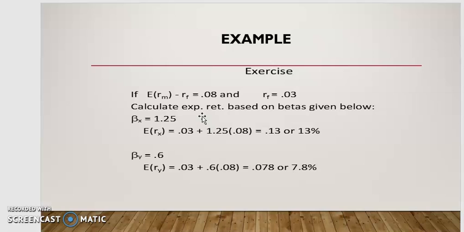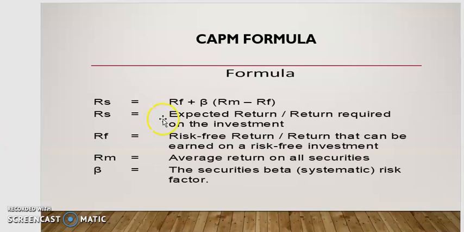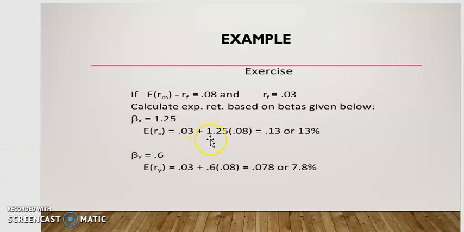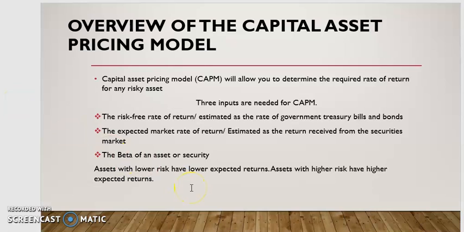So, going back to our formula, we can replace with the first equation there, RF plus beta times (RM minus RF). If we replace, for the first one we get 13%, and if the beta is lesser, we get 7.8%. It therefore goes in line with the assumption of the CAPM that assets with a lower risk, which is equivalent to beta, have a lower expected return, and assets with a higher risk have a higher expected return.